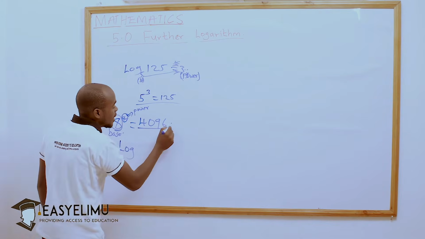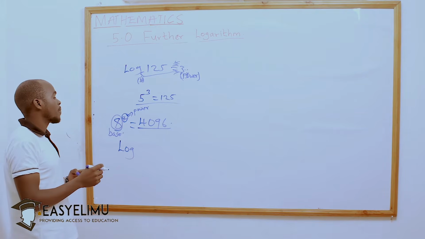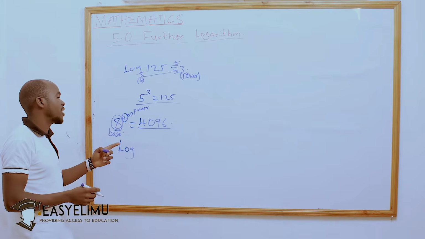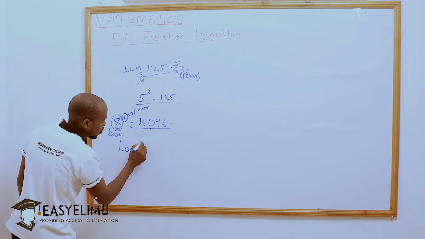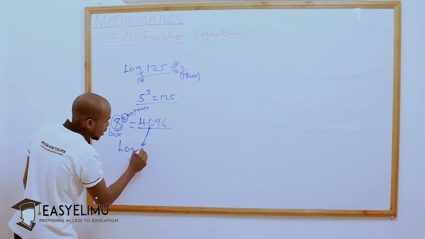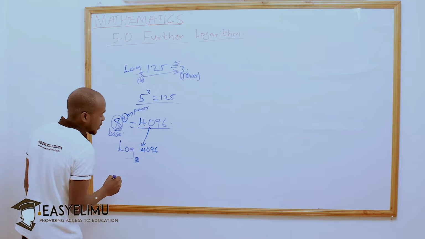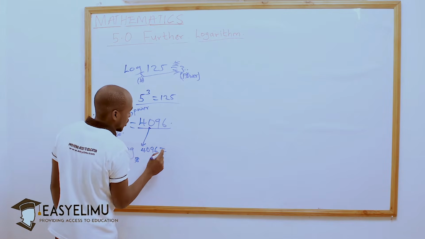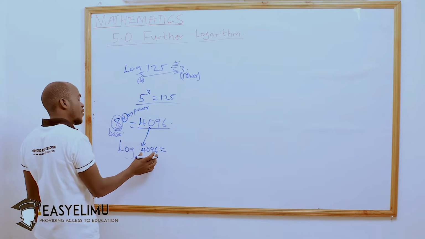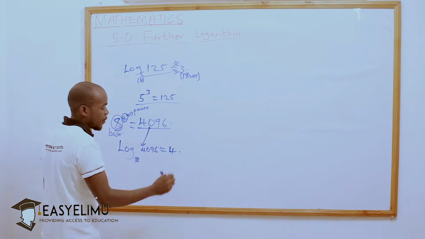So this one is the number, the logarithm of this number to base 8 will give you that one. So you take it here and it becomes 4096. But the base remains our base here, and the power will now be our answer. When you find the logarithm of 4096 to base 8, it will give you 4.